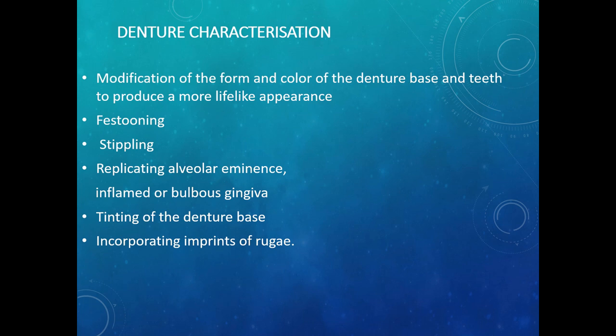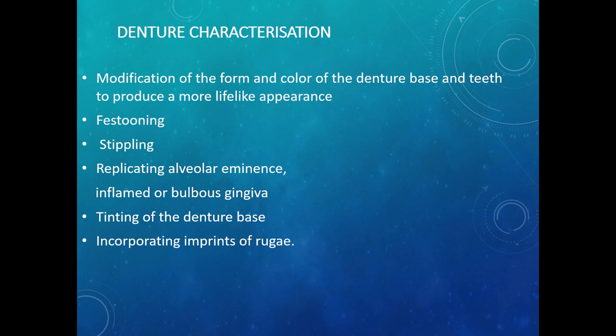So as per GPT, denture characterization is the modification of the form and color of the denture base and teeth to produce a more lifelike appearance, and it includes festooning, stippling, replicating alveolar eminence, inflamed or bulbous gingiva, tinting of the denture base, and incorporating imprints of rugae in the denture.